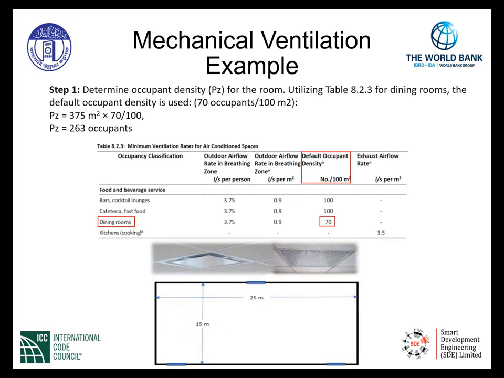Therefore, P sub Z equals 375 square meters times 70 divided by 100. This gives us 263 occupants. That is our P sub Z value, our population of the zone for ventilation.